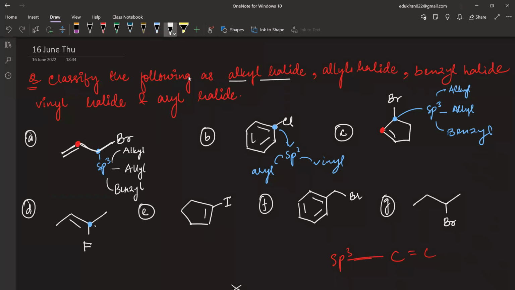First of all, you have to check whether it is sp2 or sp3. Then, since it is sp2, it will be either vinyl or aryl. Correct, Matthew. What about this E1? Tell me. Please answer, everyone. What about the E1?